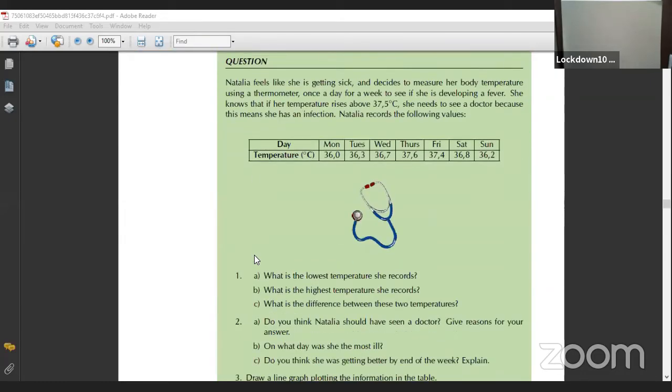It says, Natalia feels like she's getting sick and decides to measure her body temperature using a thermometer once a day for a week to see if she's developing a fever. She knows that if the temperature rises above 37.5 degrees, which is the normal body temperature, right? She needs to see a doctor because this means she has an infection. Natalia records the following values.